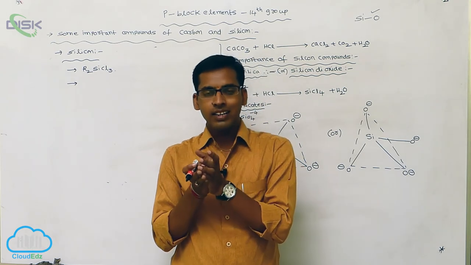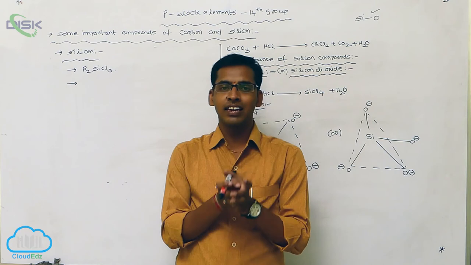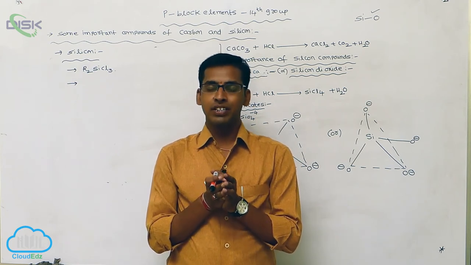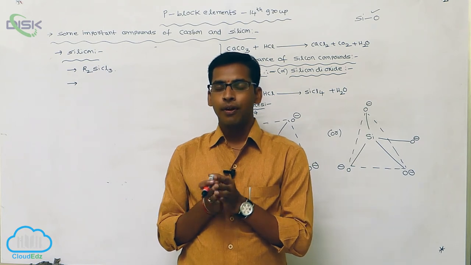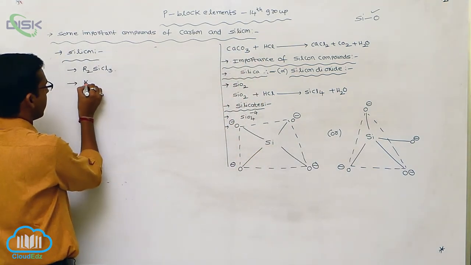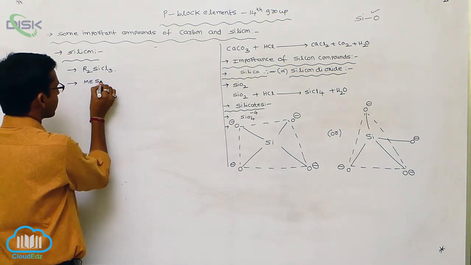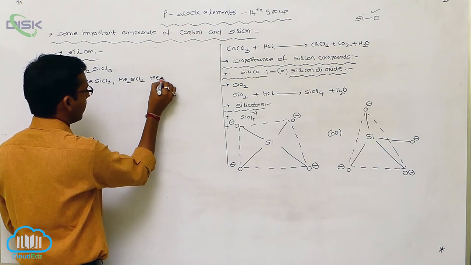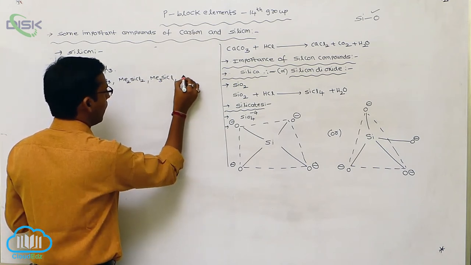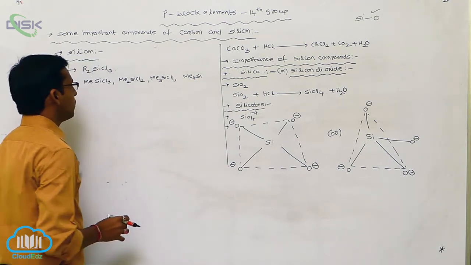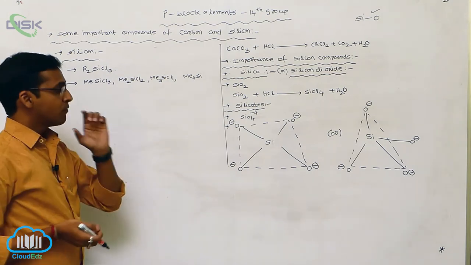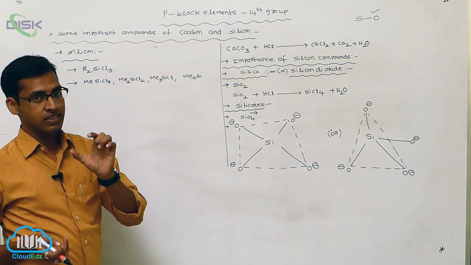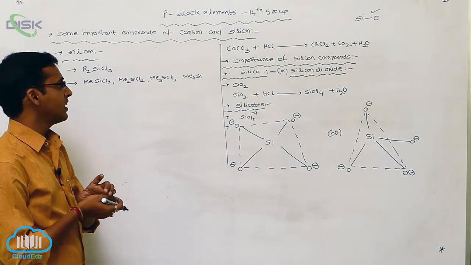These alkyl or aryl substituted chlorides interact with silicon in the presence of copper metal at 573 Kelvin temperature and produce various compounds, with general formulas methyl SiCl3, dimethyl SiCl2, trimethyl SiCl, or tetramethyl Si. So four types of compounds are formed when aryl or alkyl substituted chlorides interact with silicon in the presence of copper metal at 573 Kelvin.